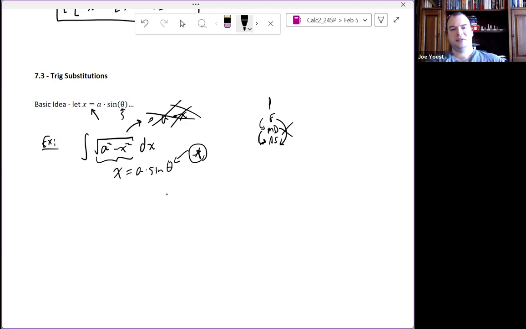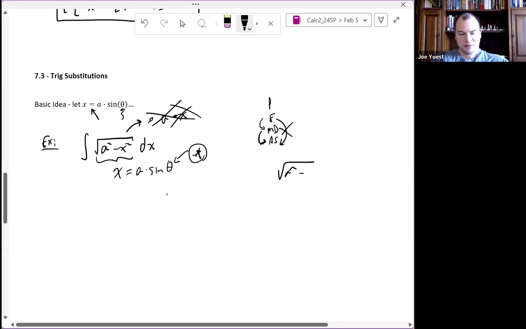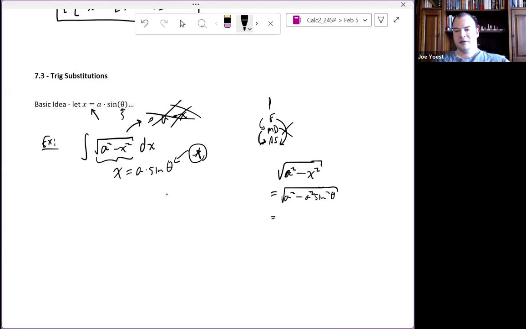Well, my goal here is that x equals a sine theta, that feels very circular in a sense, right? It feels very closely tied to a circle. And I know that this integrand is related to a circle. Or in other words, if I swap in a sine theta for x, I get a squared sine squared theta. And a squared factors out of both terms, comes out of the square root as an a.